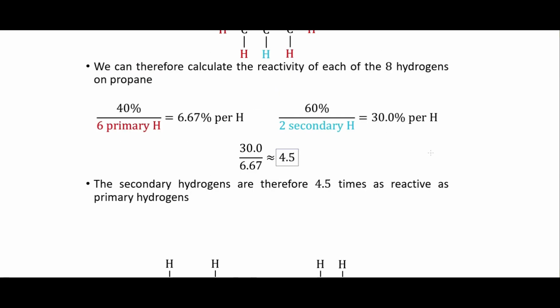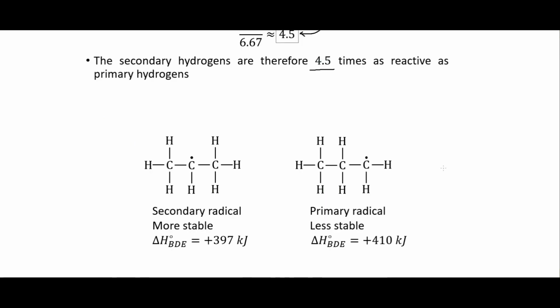And so we can calculate the reactivity of each of the 8 hydrogens on propane. So we take that 40% here, divide it by these 6 hydrogens bound to a primary carbon, and we get 6.67% per hydrogen. Then we do that with the 2 on secondary, and we get 30% per hydrogen. We divide those, and we see that the secondary hydrogens are 4.5 times as reactive as primary hydrogens.